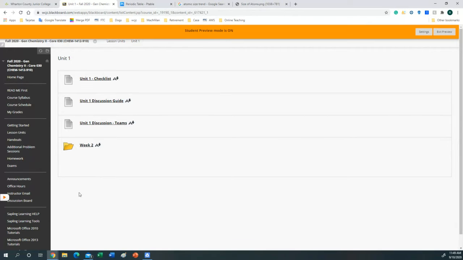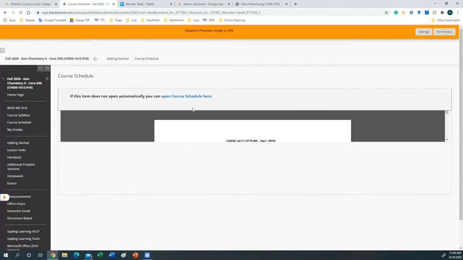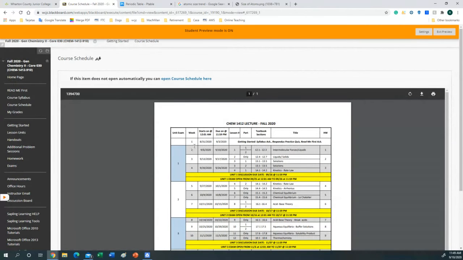And next week, you are going to see here a folder for week 3, and then a folder for week 4, etc. And those folders correspond to these weeks here. So this is week 2, right? That's the folder. Then week 3, etc. This is all that you have to do for unit exam 1.